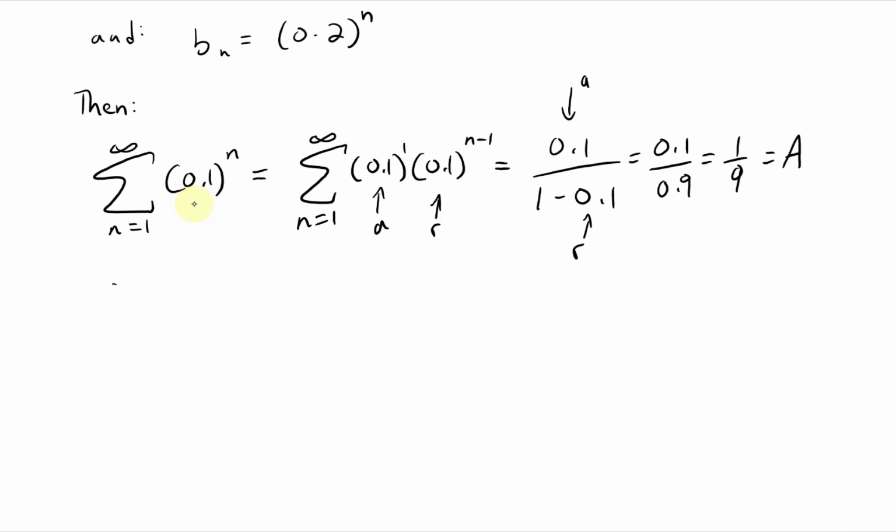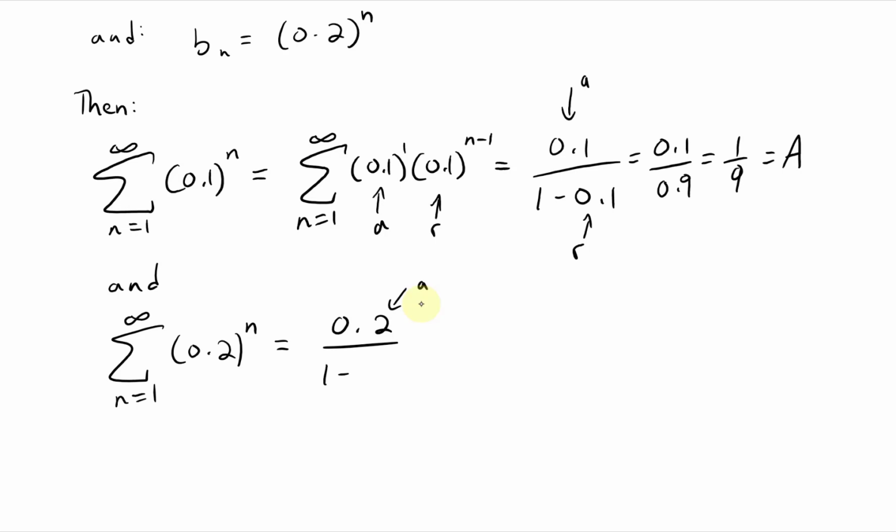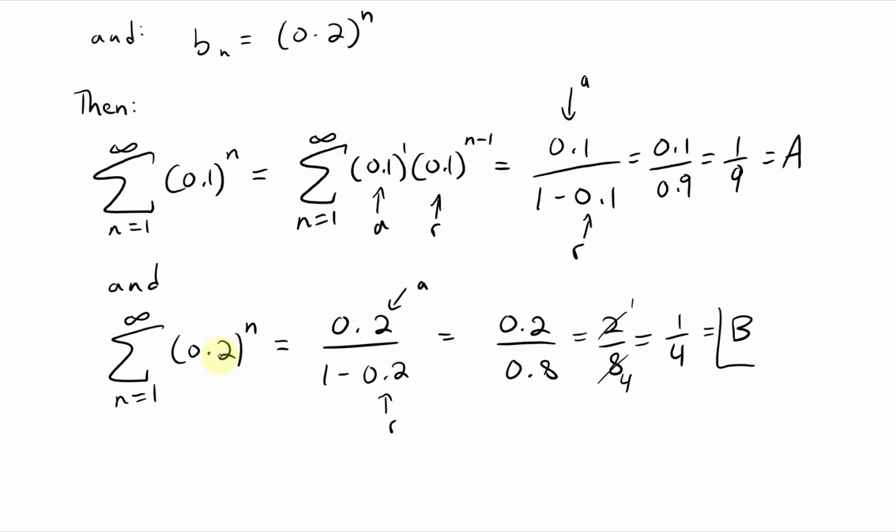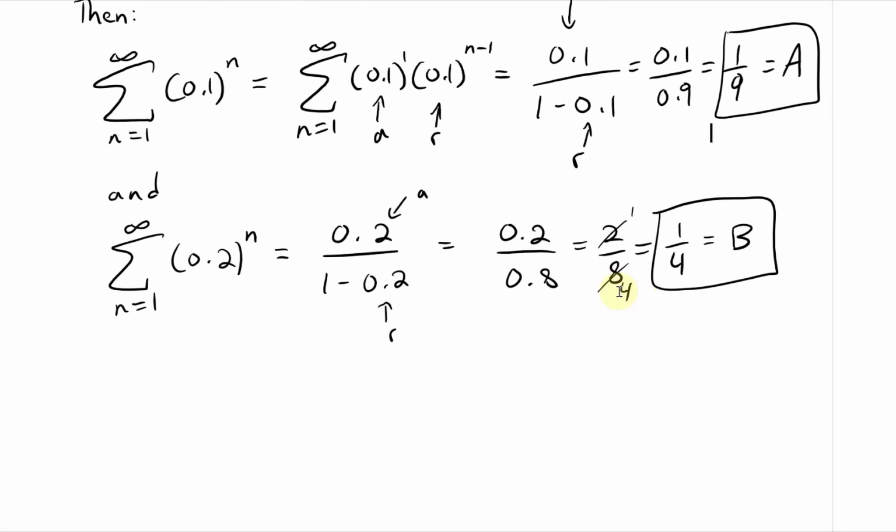And now let's look at the second one. The summation from n equals 1 to infinity of b_n, 0.2 to the power of n. We can do the same thing, it's going to be 0.2 over 1 minus r, where 0.2 is our a, and r is the same thing. All we're doing is replacing a 1 with a 2. This equals 0.2 divided by 1 minus 0.2, which is 0.8. So this equals 2 over 8, and you can cancel by 2, so it becomes 1 over 4. This is our B. Now let's just box this out. So B is 1 over 4, A is 1 over 9, so together it should be 1 over 9 times 1 over 4, that's 1 over 36. We'll get to that in a bit.